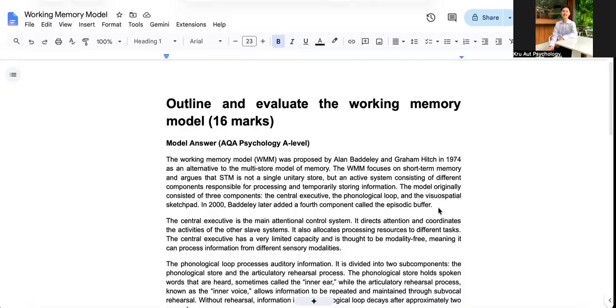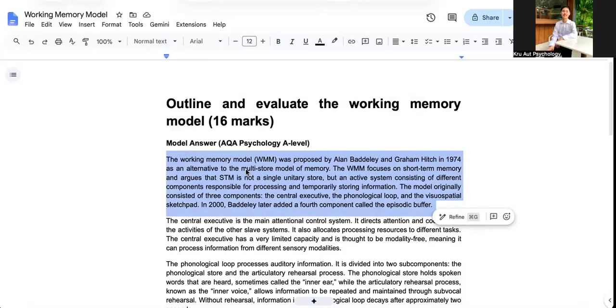In this video, we'll be looking at the working memory model for the model answer in AQA Psychology A-level syllabus. So the question is: outline and evaluate the working memory model. Simply just that. And as usual, we'll begin with AO1 and then AO3. AO1 for 6 marks and AO3 for 10 marks. And we'll be looking at the details we all need to gain full marks.